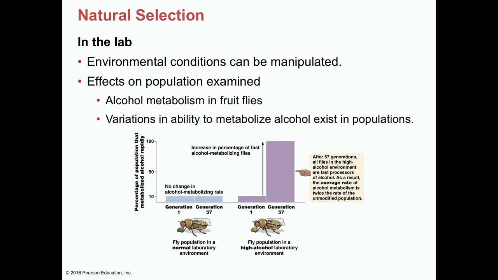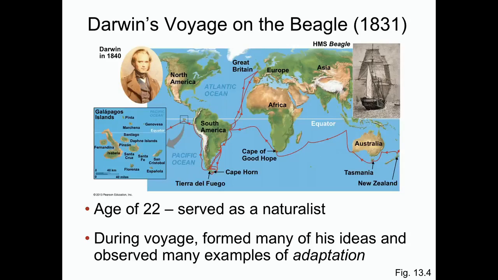Now we're going to see how this can happen without direct human manipulation in a natural environment, something that's going to be true natural selection. Now, a lot of our understanding of how evolution through natural selection occurs was developed through the work of Charles Darwin. Charles Darwin lived in the 1800s. He was 22 in the 1830s, and at that time he went on a voyage on a ship called the Beagle. And during that voyage, he saw many parts of the world.